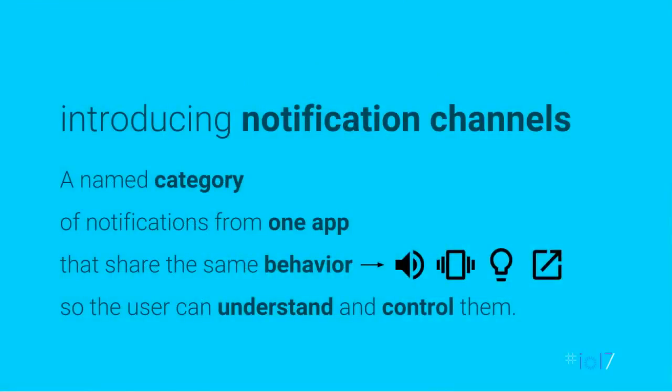So a channel is a data structure that you create and hand to the notification manager that describes a category of notifications from your app. The channel is specific to your app. They don't match any other app's channels. Everything on the channel shares the same behavior, and you can see some icons representing the behavior there. Behaviors like sound, vibration, whether they pop up on the screen, whether they light the LED, and so forth. And this category is arranged so that the user can understand these notifications and can control them. Category of notifications from an app with the same behavior so the user can understand and control them.